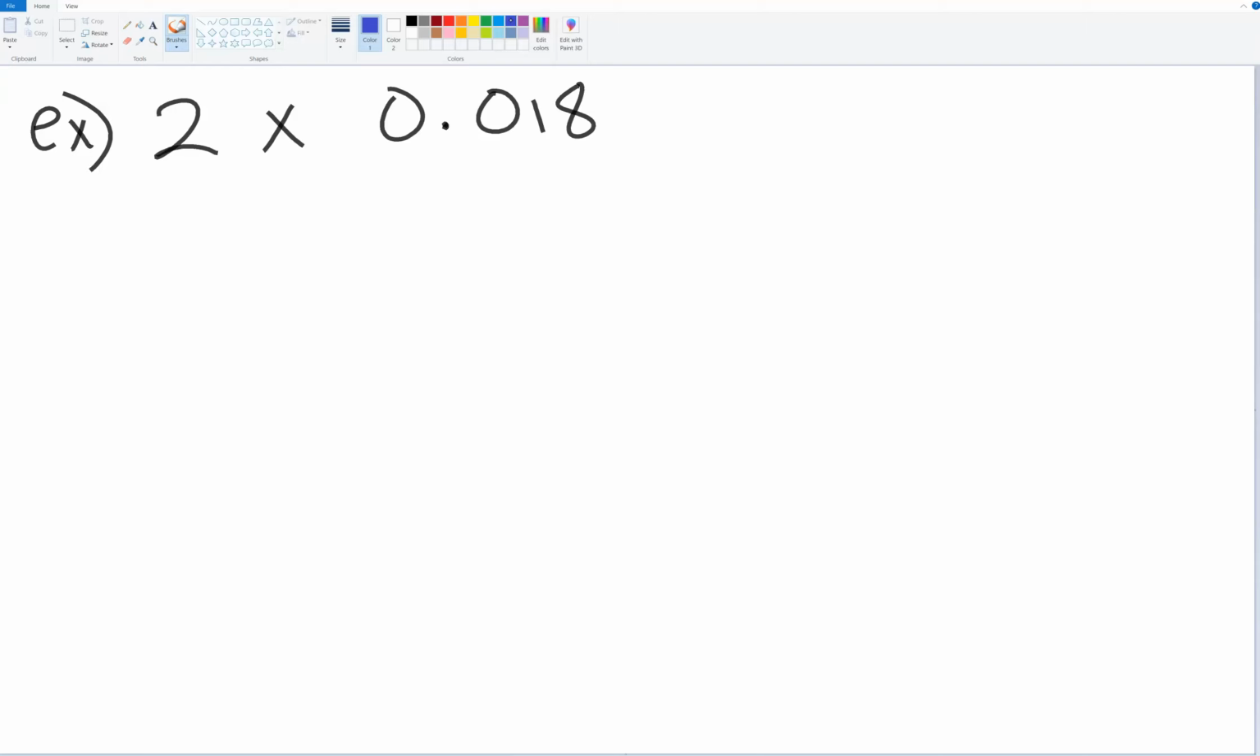That's very important. Adding and subtracting, bring down the decimal. Multiplying, dividing, do not bring down the decimal. You have to carry it over. I'll explain now what I'm going to do.